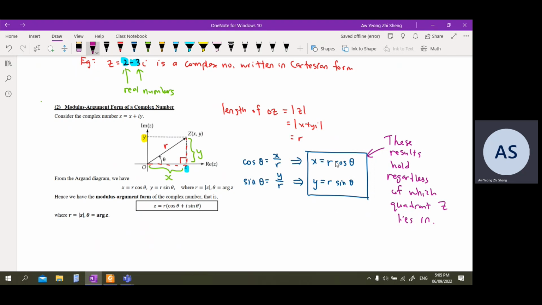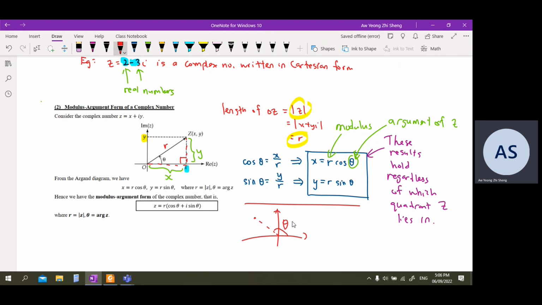And here, what are your r and theta? Your r is the modulus of the complex number Z. This r here is the modulus. And your theta here is the argument of the complex number Z. For example, if your point Z happens to be in the second quadrant, then of course your argument theta must be obtuse.